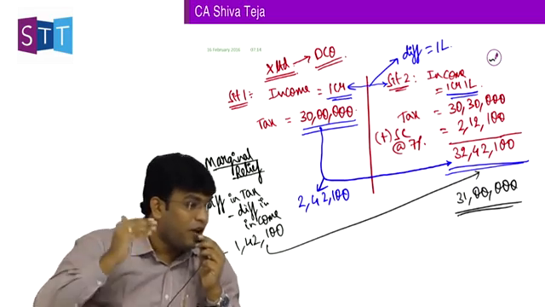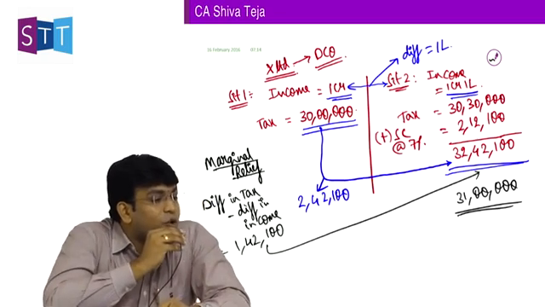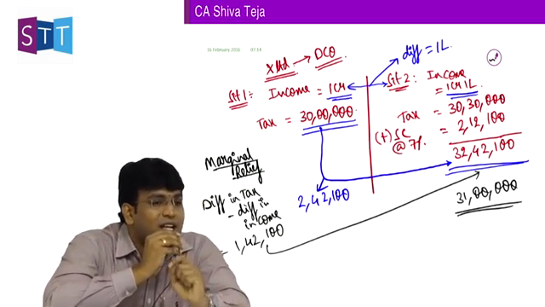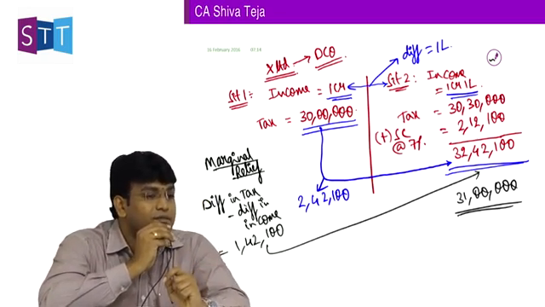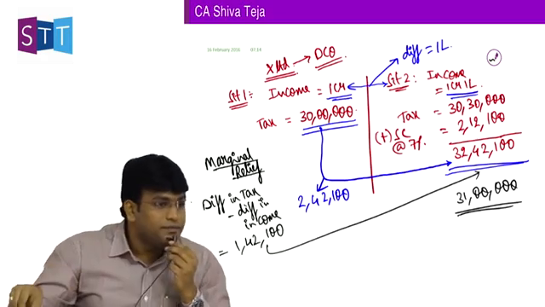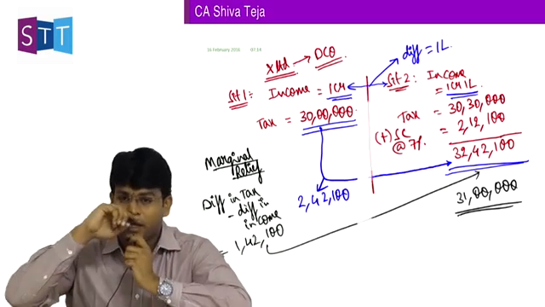I repeat once again for all benefit, please listen carefully. In a situation where extra tax is more than extra income because of surcharge, the difference between extra tax and extra income is allowed as marginal relief. Are we clear with this? For more clarity, sir, I'll take one more example.